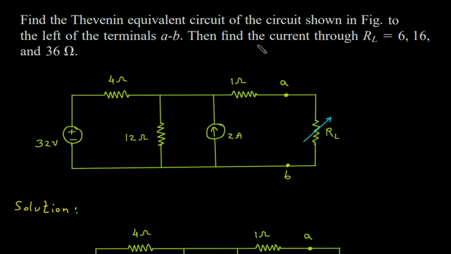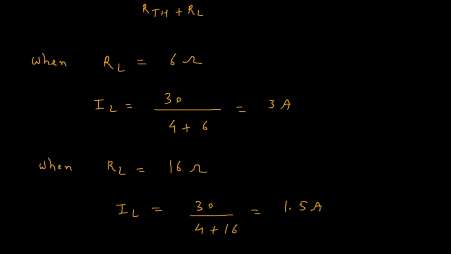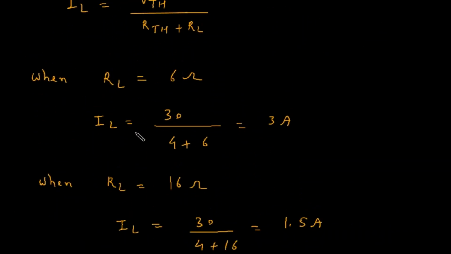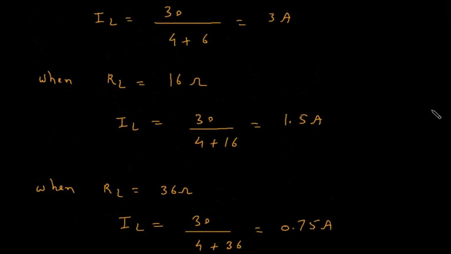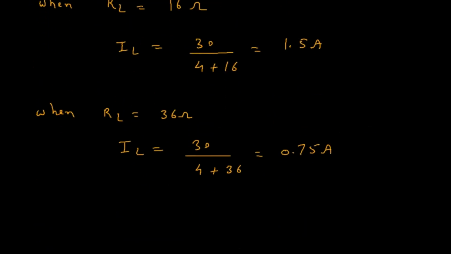We had to find the current IL using Thevenin's theorem or the Thevenin equivalent circuit. So the current IL is 3 ampere, 1.5 ampere and 0.75 ampere.